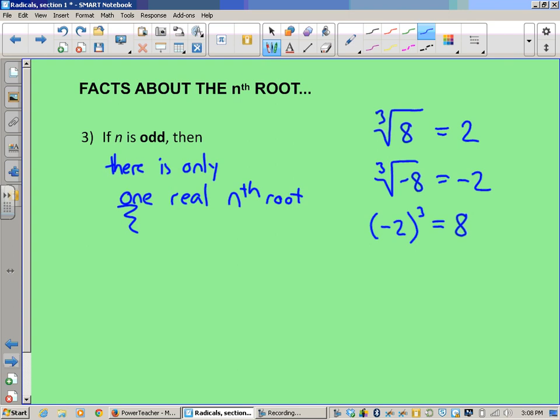And there's only one of them. Unlike before, where we need to worry about a principal root and a negative root, here, there's only one answer. Cube root of 8 is 2. There's no other number you can cube to get 8. We don't have to worry about a negative here. There's only one number that is a cube root of negative 8. That's negative 2. So just some facts about evens and odds. I think if you start to just think about examples, then it comes across fairly easily.